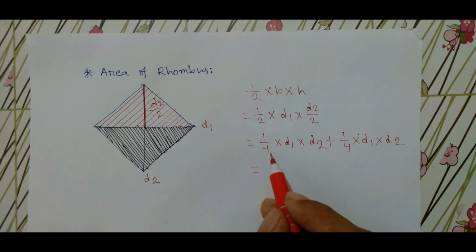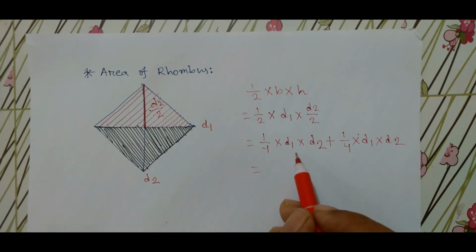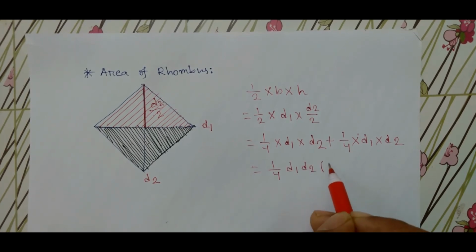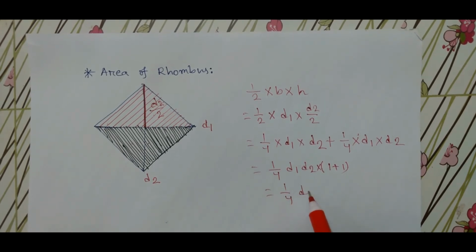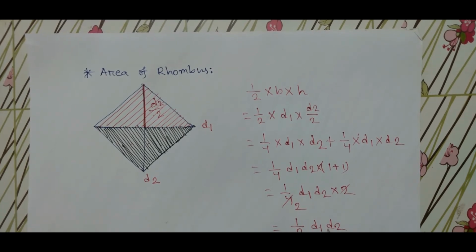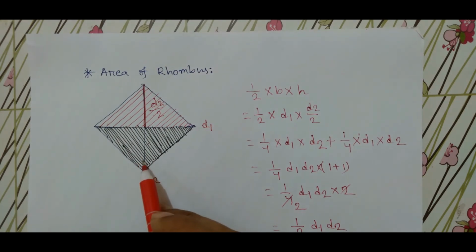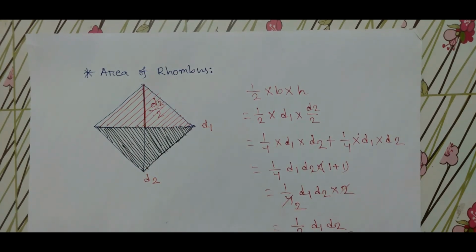Now if we take as common 1 by 4 D1 into D2, then we will have 1 plus 1. Now if you add 1 plus 1, then it will be 2. Now we can divide 4 by 2. If you divide 4 by 2, then you will find just 2. So we will have half into D1 into D2. And this is the area of rhombus. Okay. So it's so easy.